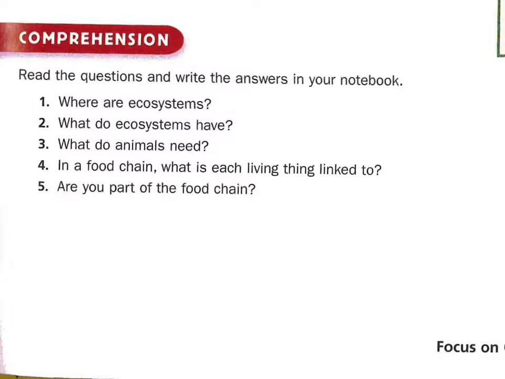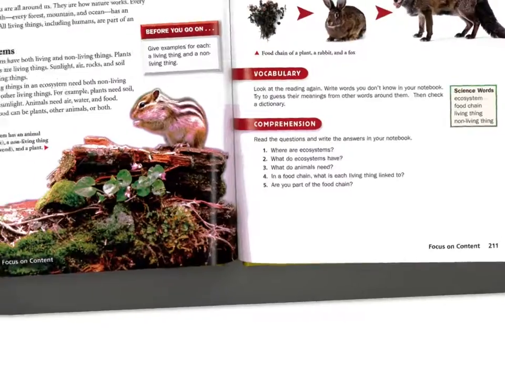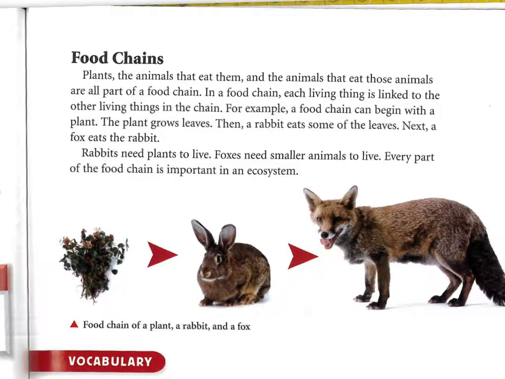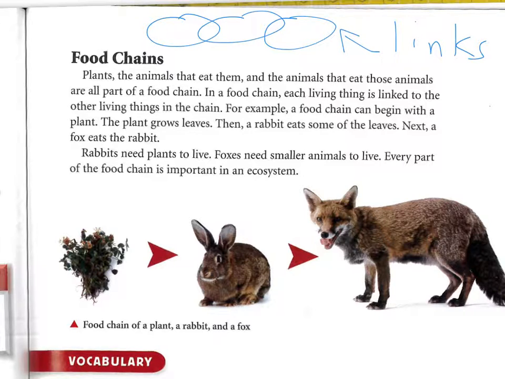In a food chain, what is each living thing linked to? In a food chain, each living thing is linked to the other living things in the chain. Everything is connected. Those are called links. In a food chain, links in a chain, everything is connected.